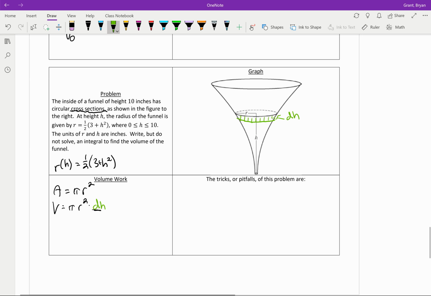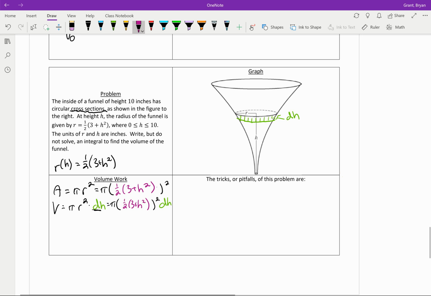Which means then that my radius needs to be in terms of h, not r. So pi r squared, same thing over here, pi r squared with a dh at the end. But the nice part is I know a different way to write the radius. Instead of just using r, I can use this formula, which is in terms of h, which is super useful because it's exactly what we need. 1/2 of 3 plus h squared. Same thing over here, 1/2 of 3 plus h squared. That's going to give us the volume of any one of these cross sections.